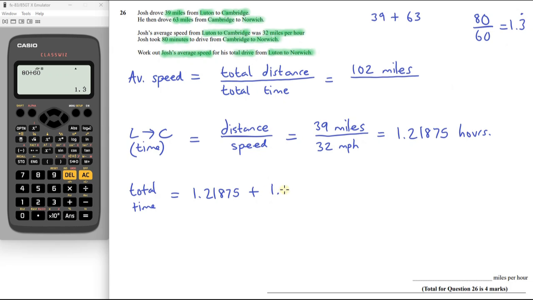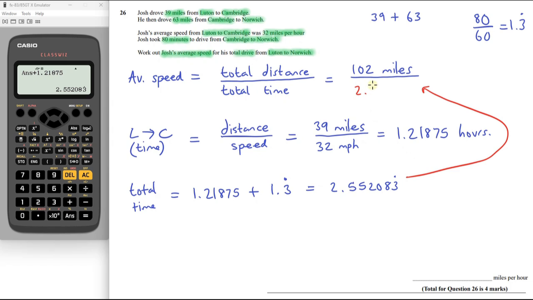So plus 1.3 recurring. So what is the total time? Well, we're just going to do 1.3 recurring plus 1.21875. And we get 2.55. I'll write the whole thing down: 2.55208 recurring. So now we have worked out the total time. I can put that into my denominator.